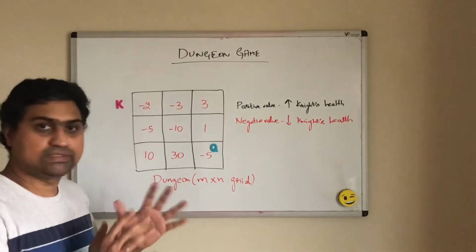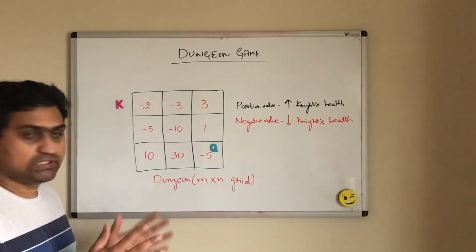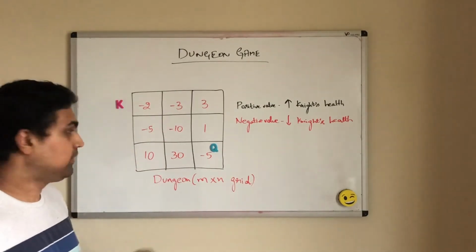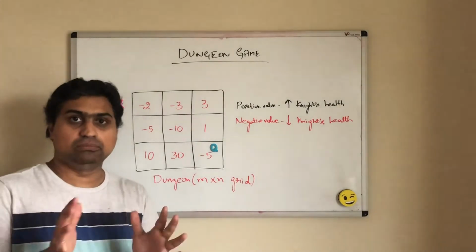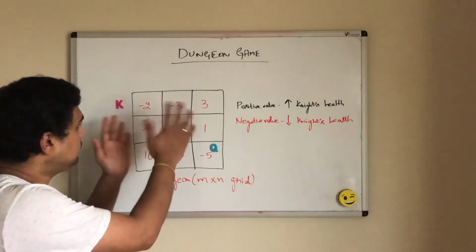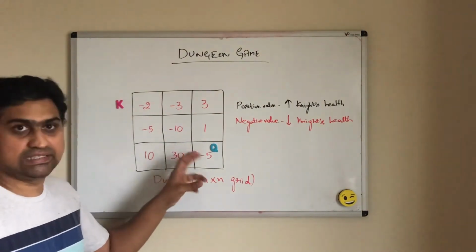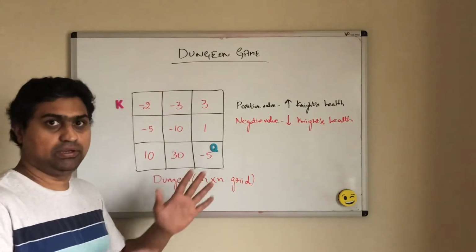So here in this game, there is a dungeon. It's an m cross n grid consisting of positive and negative integers. I'll come to that later. There's a queen Q that has been captured by some demons and she's been placed in this bottom right corner cell. Each of these is a cell or a room that you can consider. So this queen has been placed here by some demons.